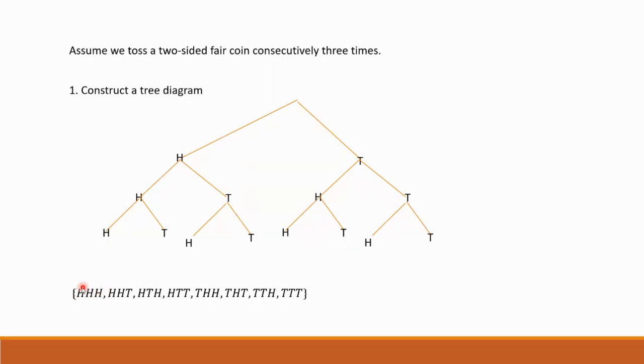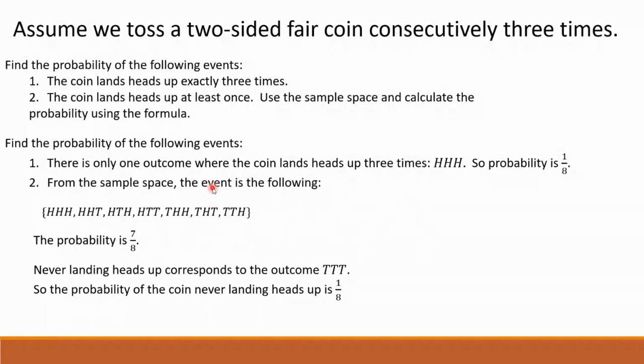So because of that, the probability that the coin lands heads up exactly 3 times is 1 out of 8. That's what we get here.